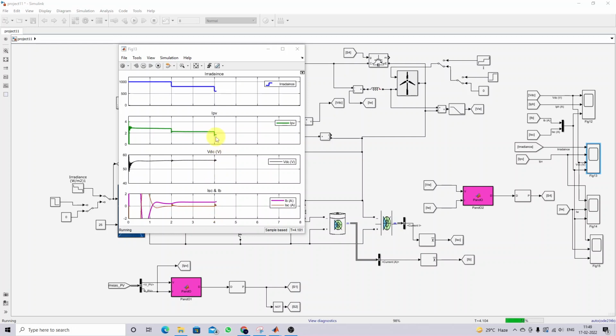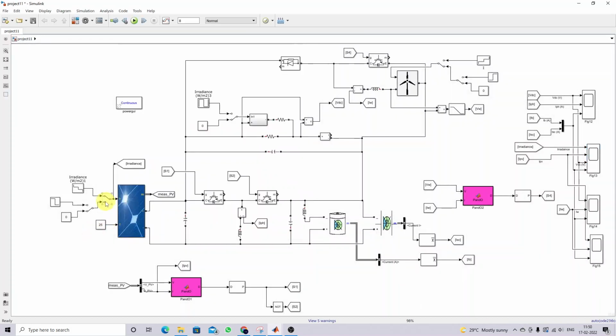So now you can see that because of reducing irradiation, the PV current is reduced. Because of that, the supercapacitor discharges for some time, and then the battery current is increased. So this is the working of the system with PV, battery, supercapacitor and load.